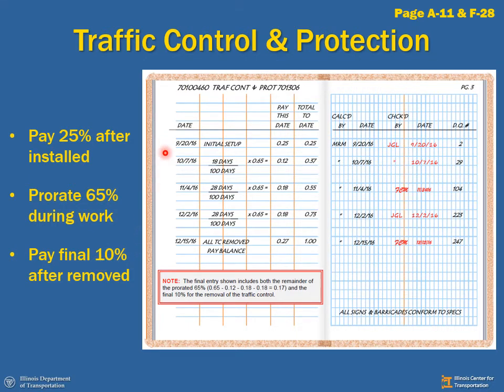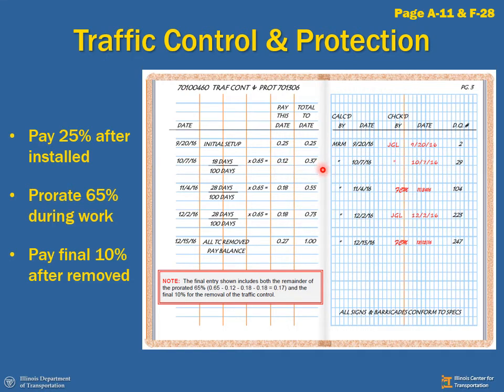Here we go. Here's the date. They completed initial setup. I'm going to pay them 25%. Next pay estimate, I'm going to calculate a percentage of the work. Here I'm using the progress schedule. It looks like it's going to take 100 days to complete this work. So 18 days have gone by since the last pay estimate. So 18 divided by 100 is the fraction of work times 65%, that middle 65% of the lump sum. Or for this pay estimate, I'm going to pay them 0.12.